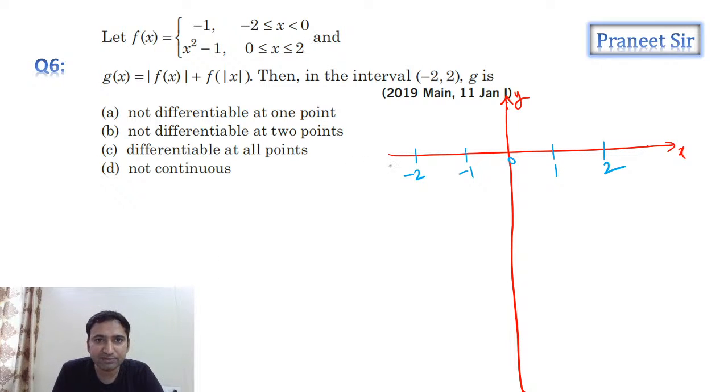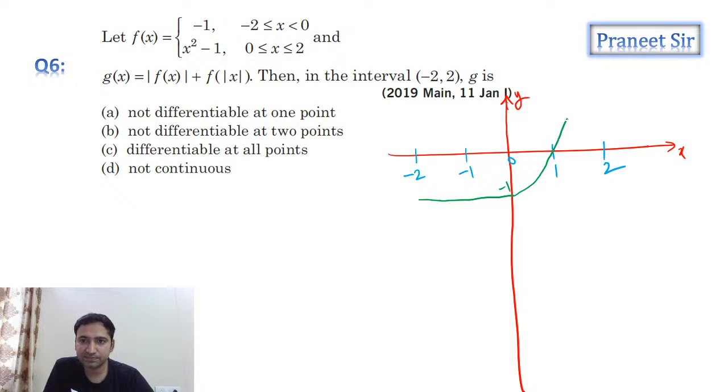If you draw the graph, minus 2 to 0, it is minus 1, like this. Next, 0 to 2, x square minus 1. Upper parabola, guys. Upper parabola means what? When you substitute x equals 0, minus 1 only we are getting. And when you substitute x equals 1, we're getting 0. So it should be like this. Clear now?